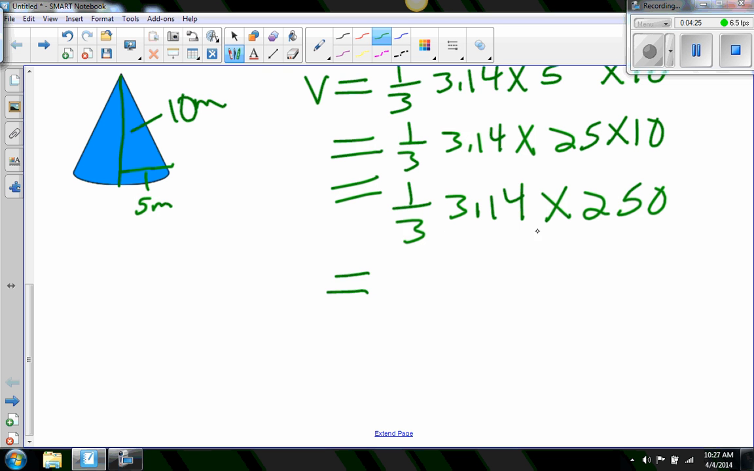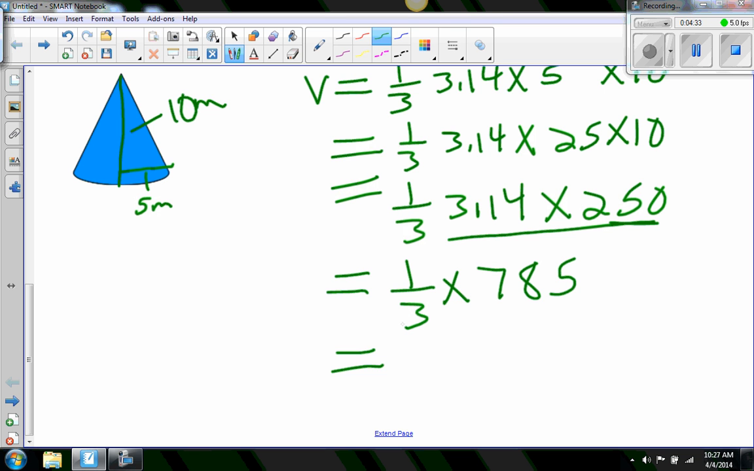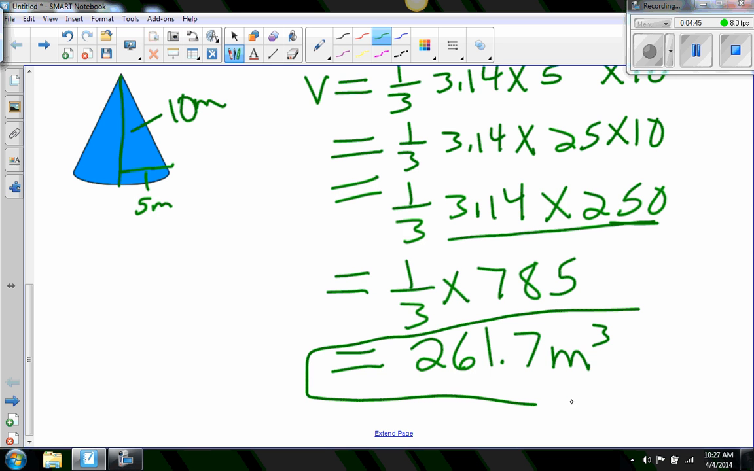So I would take these two times each other first. So we have 1/3 times 785. Then I would just go ahead and divide that by 3 for the 1/3. And you're going to end up with a weird number. It's 261.6 repeating, so I'm just going to round it to 261.7. And again, to label it, you have to label it with the little 3 right here.